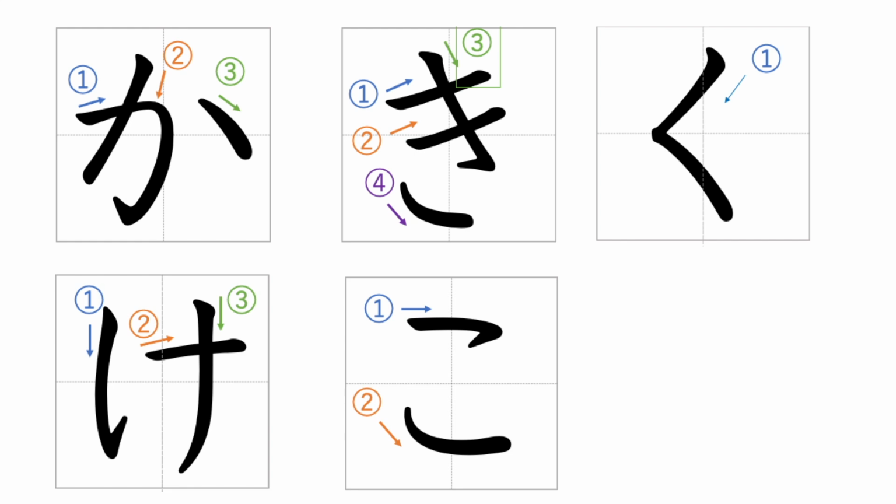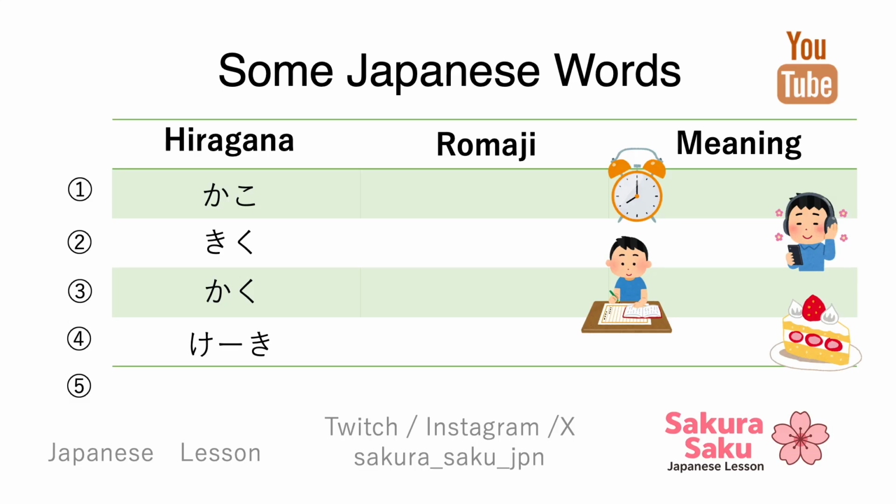So, now that we practiced ka, ki, ku, ke, ko, let's learn some words with ka, ki, ku, ke, ko. Here, you can see only the hiragana and a small picture hint. Can you guess how to read these words? And maybe can you guess the meanings too? Alright, here are the romaji. Let's take the reading together.